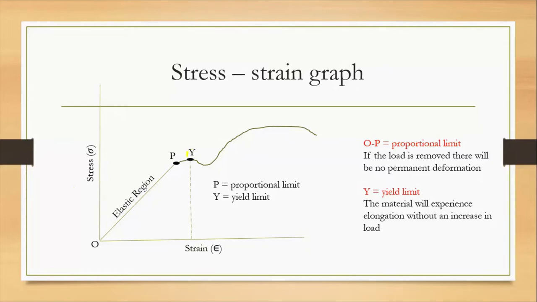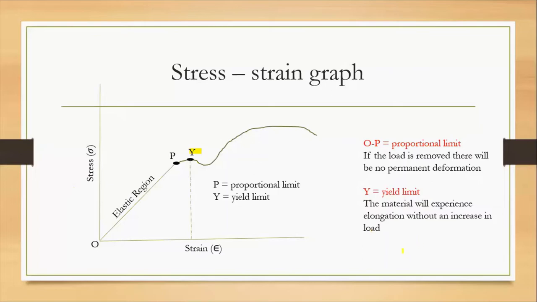So the yield point Y is a point where the material will experience an elongation without an increase in load. Between O and P, the load is being increased, but there is no permanent deformation. If you remove that load, the material will not be deformed. But the moment the load is increased beyond P, it has gone to the yield limit. The material will elongate without an increase in load, and then there is also deformation that is permanent.